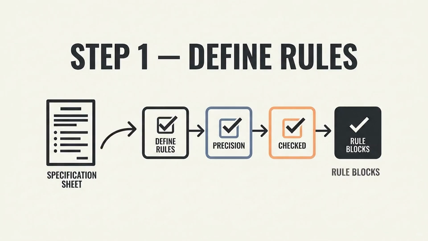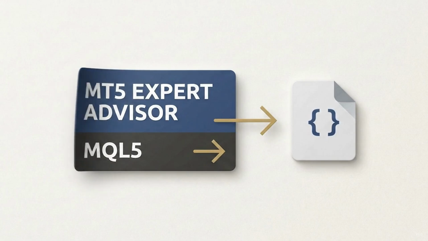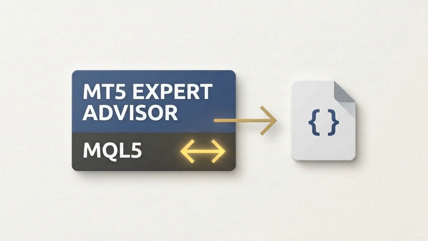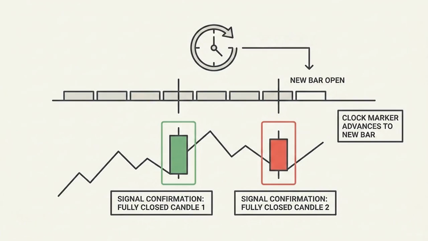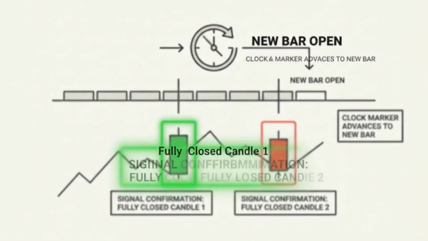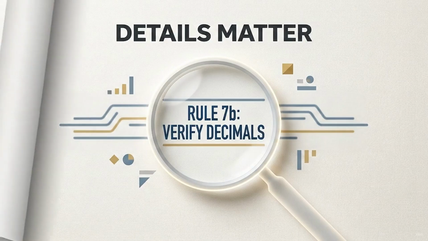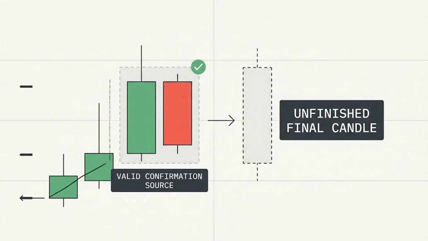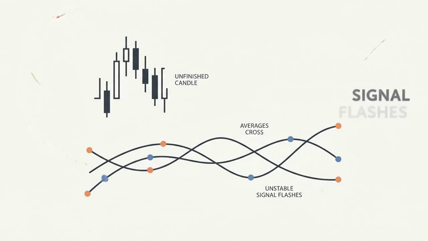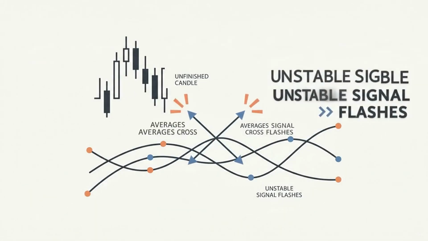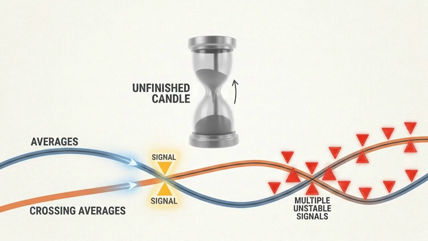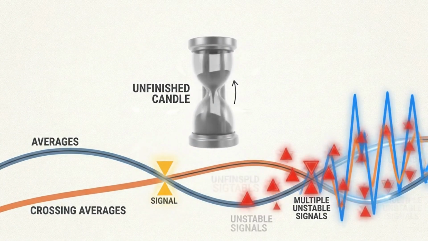Step 1 is turning the idea into rules that code cannot misunderstand. I tell ChatGPT that this is an expert advisor for MetaTrader 5 written in MQL5. It must evaluate signals only when a new bar opens, and it must use the 2 most recently closed candles to confirm a crossover. That detail matters. If the bot uses the candle that is still forming, the averages can cross, uncross, and cross again before the candle closes. A clean signal on the screen can become several different signals inside the code.